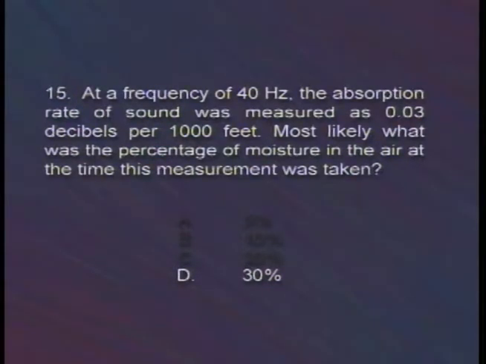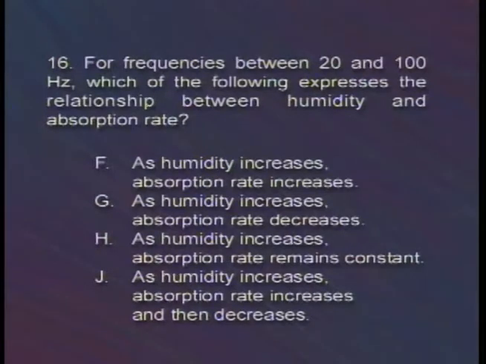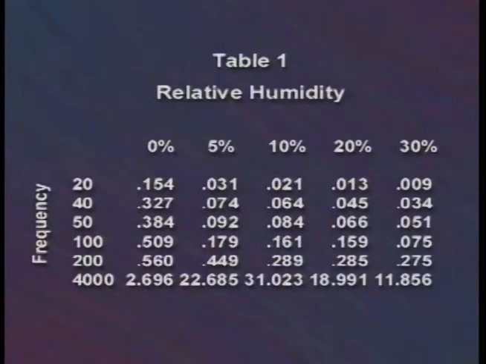Question 16. For frequencies between 20 and 100 Hz, which of the following expresses the relationship between humidity and absorption rate? Once again, we're using Table 1. Let's look at the row of data under 20 Hz. Here we notice that the absorption rate decreases from 0.154 to 0.009 as the level of humidity increases from 0 to 30%. We have evidence of an inverse relationship.